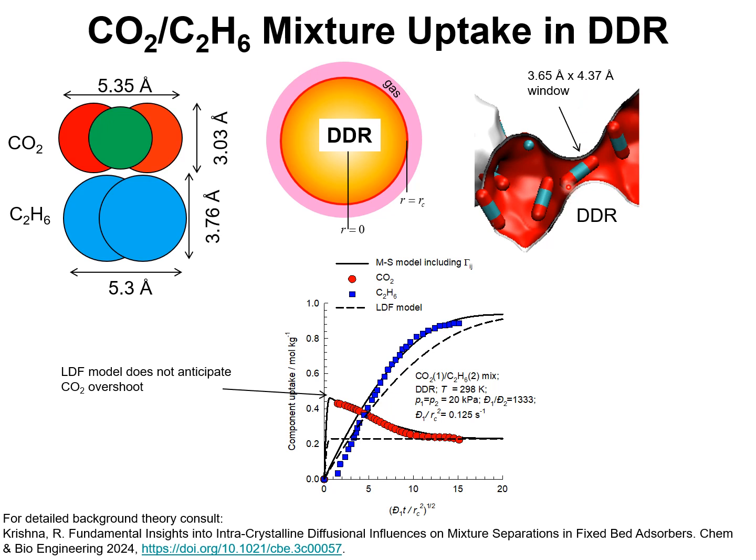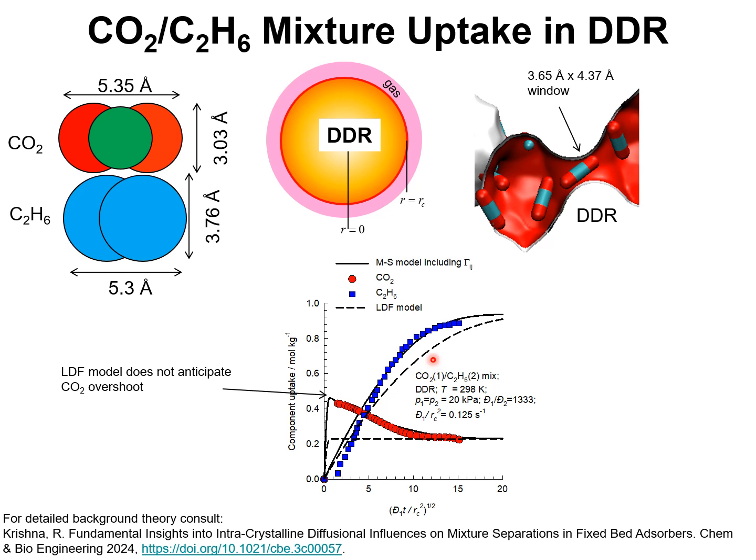The CO2 molecule, being a more slender molecule with a smaller cross section, has a diffusivity about 3 orders of magnitude larger than that for ethane, that has a significantly higher cross-sectional dimension. The experimental data for uptake of CO2 and C2H6 are shown here. CO2 shows a pronounced overshoot in its approach to equilibrium, whereas C2H6 approaches equilibrium monotonically.